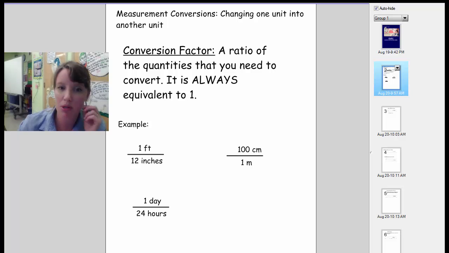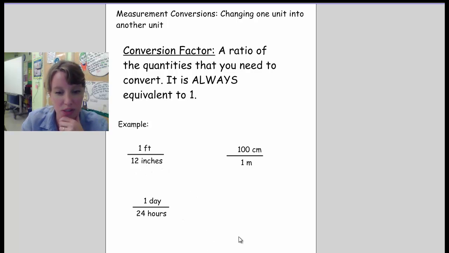So the first thing we want to talk about is a conversion factor. Now, a conversion factor is a ratio that is always equal to 1, and we use a conversion factor when changing one unit into another unit. Okay, so let's get started here. An example of a conversion factor here is 1 foot over 12 inches.